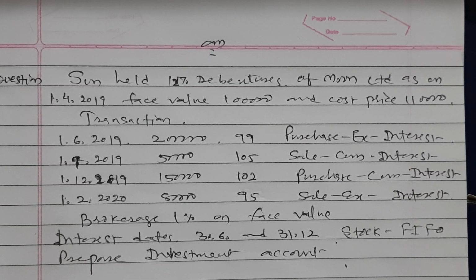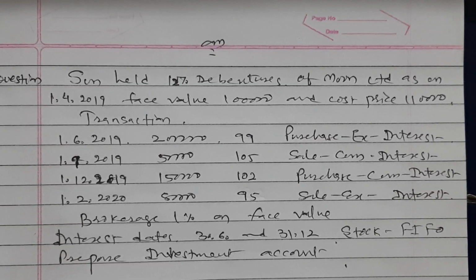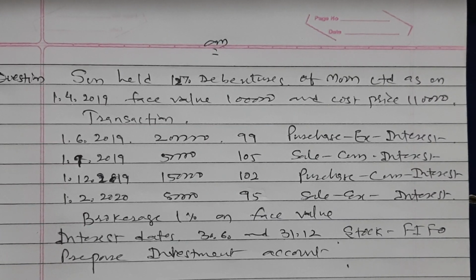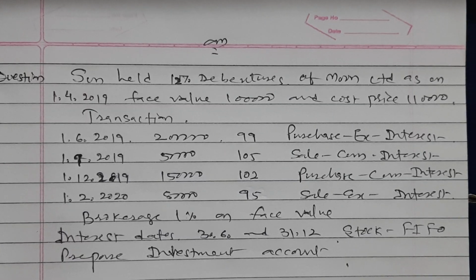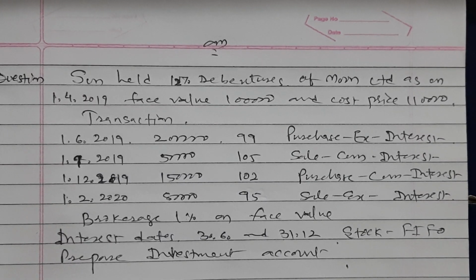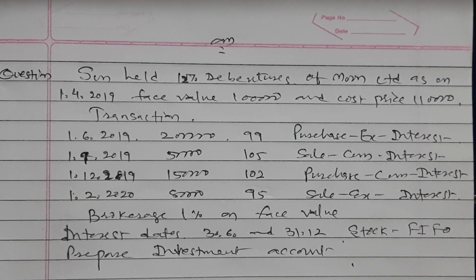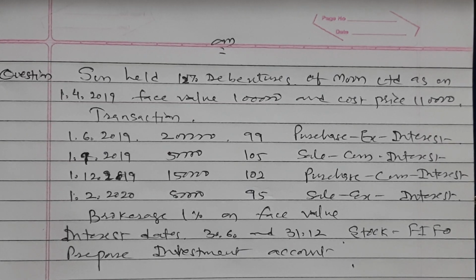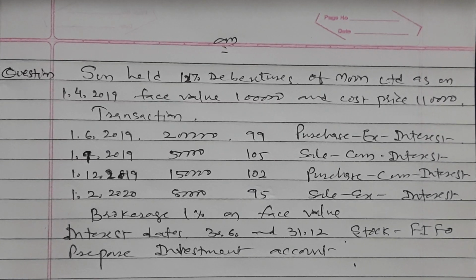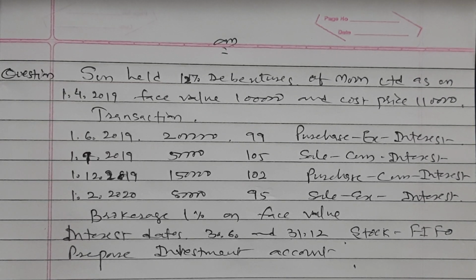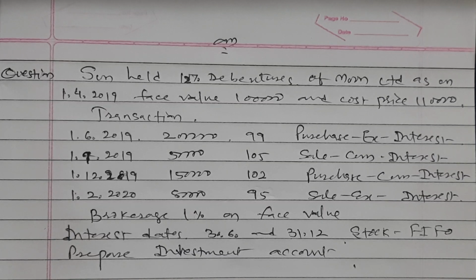Today in this lecture we are going to solve a sum of investment account and financial accounts of FY BCom. As you can see, the question given is Sun Limited held 12% debentures of Moon Limited as on 1/4/19, face value 1 lakh and cost price 1,10,000.